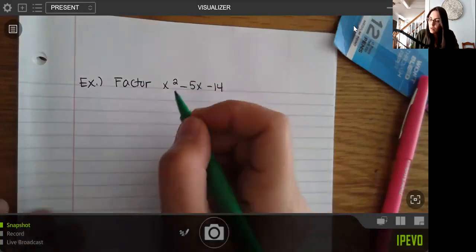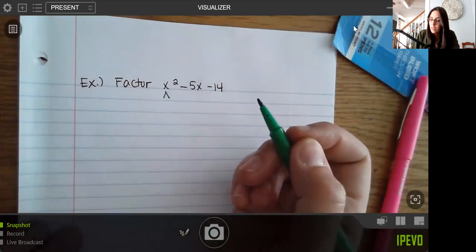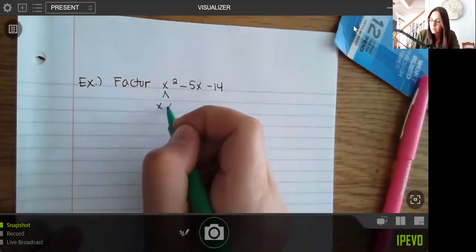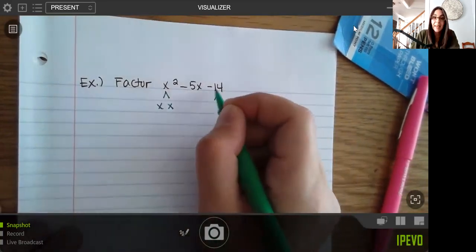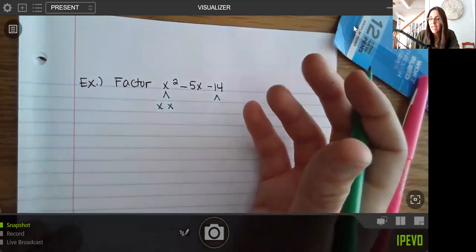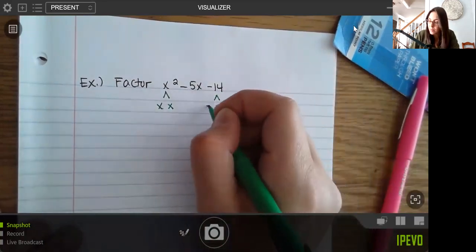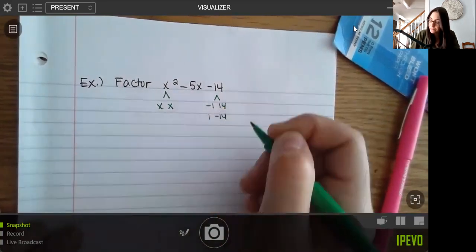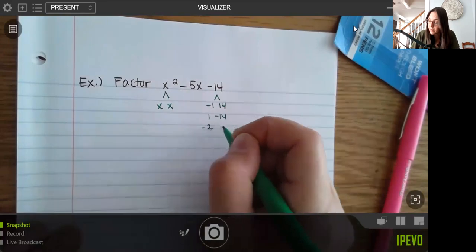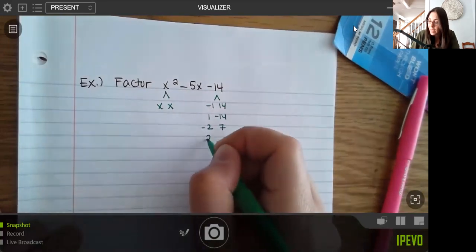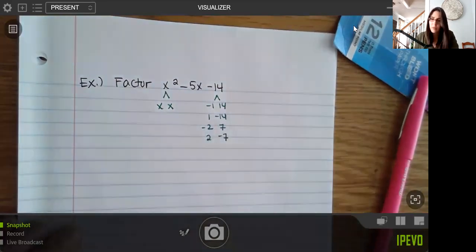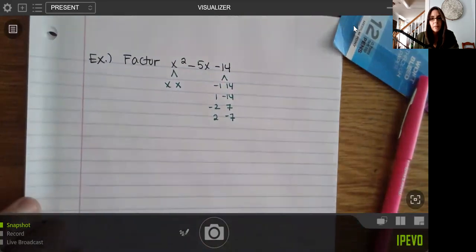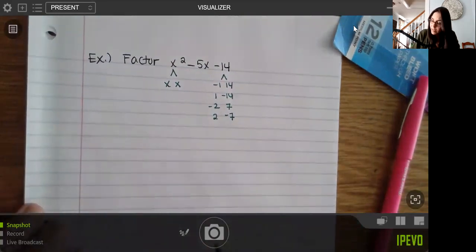So I look at my first group and I think about what are my possible factors. X squared is just x times x. Then I look at my next piece and I see a -14. So to get -14, I could do -1 times +14, +1 times -14, -2 times 7, or 2 times -7. And that looks like all my factors there. So we're going to set it up.